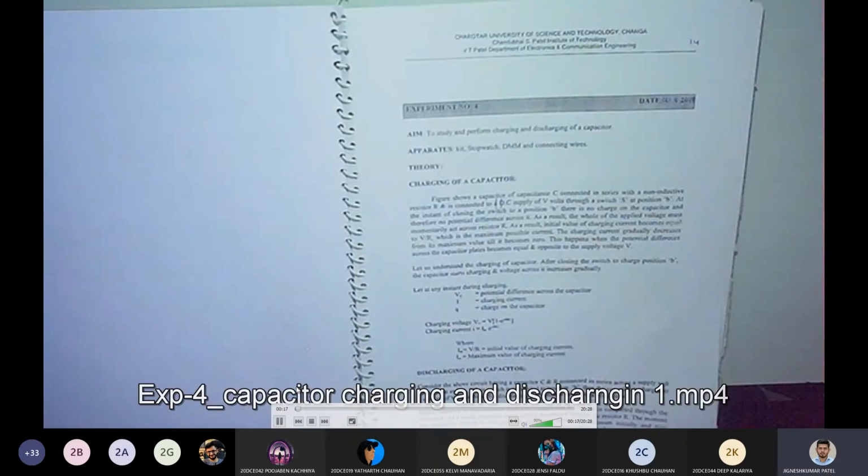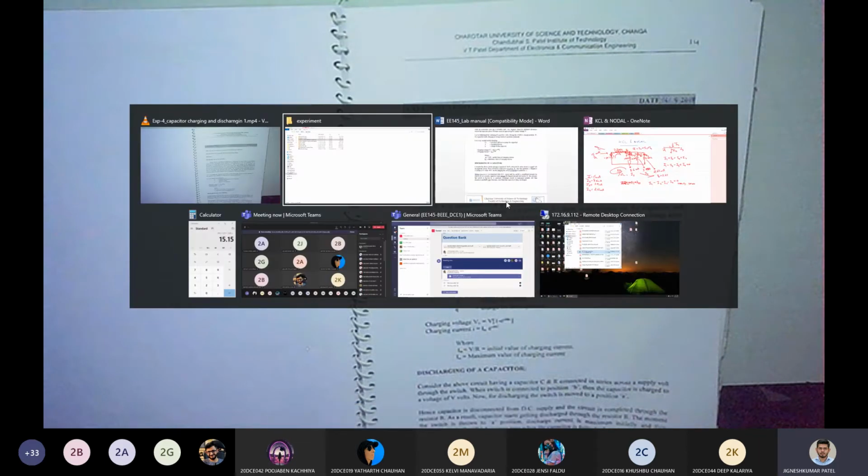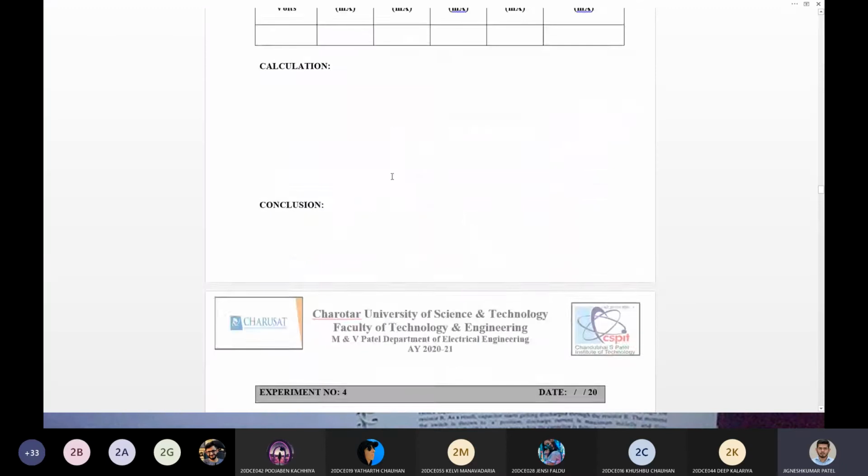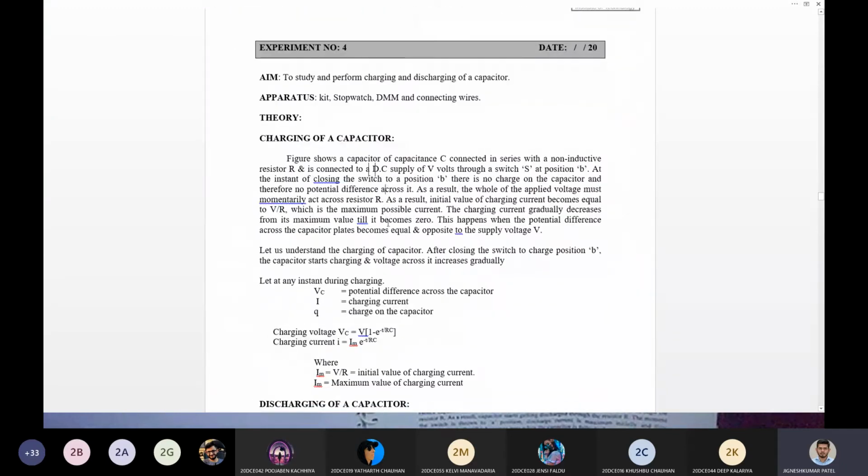Digital multimeter and stopwatch are required here. This part is not visible, but basically this is the same document that I just showed you. I'm going to send it to you so you can refer to it.